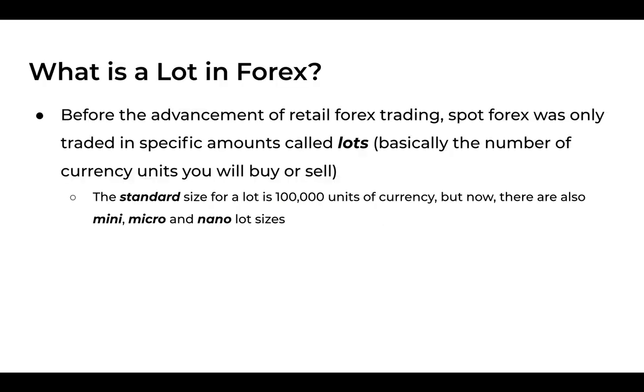So moving on into what a lot is in Forex. Before the advancement of retail Forex trading, spot Forex was only traded in specific amounts called lots. Lots are basically the number of currency units you will buy or sell. The standard size for a lot, which used to be the only thing you could purchase, is 100,000 units of currency. But now there are also mini, micro, and nano lot sizes.